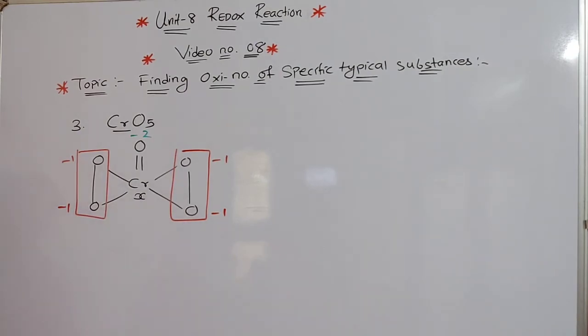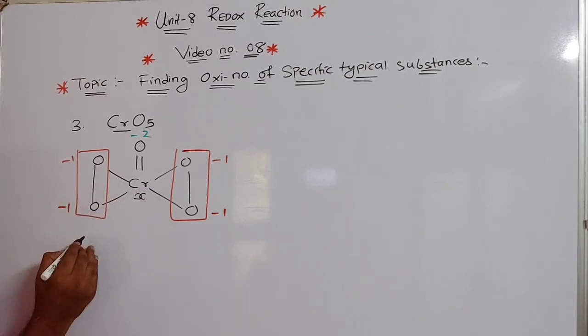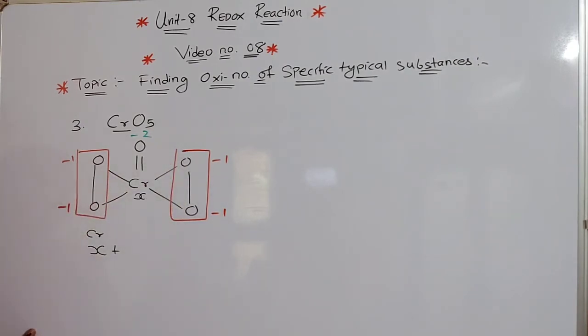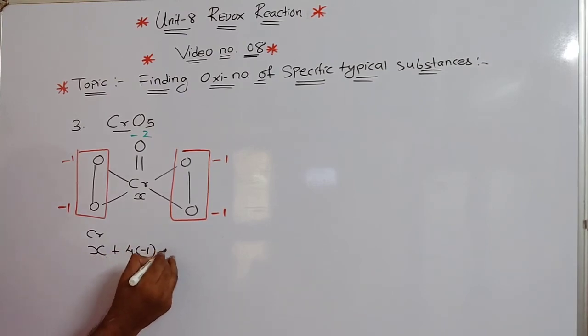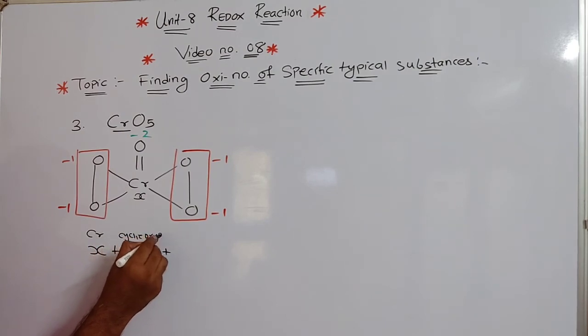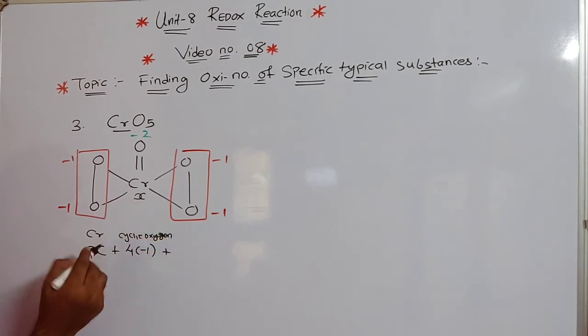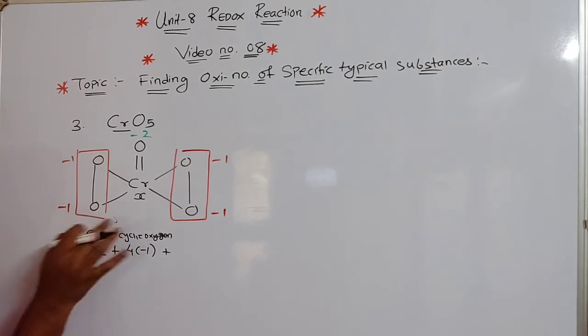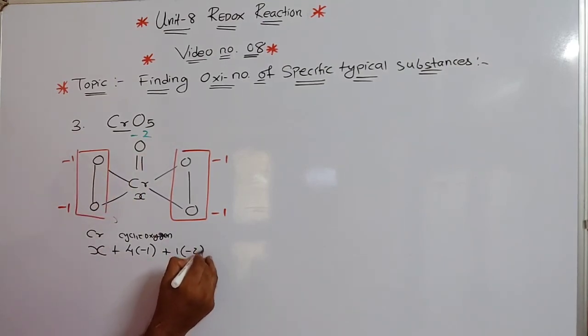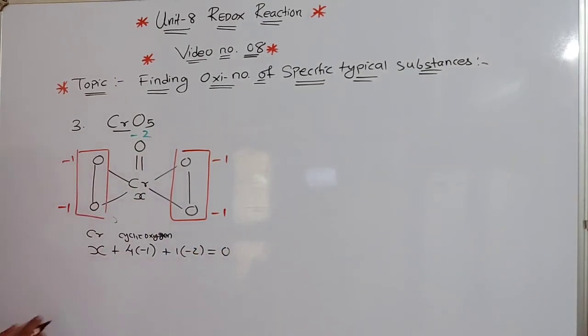Now when we write this, I will take for chromium X. This is for chromium, plus oxygen in the form of this cyclic structure, which is -1. So 4 into -1, that is for cyclic oxygen. Understood? This one I am talking about. Then this oxygen, that is 1 into -2, will be equal to 0.